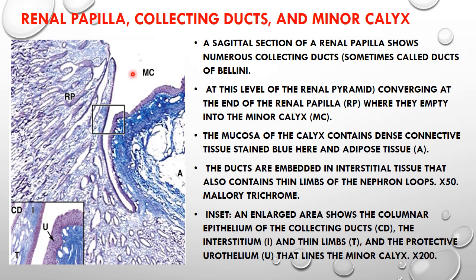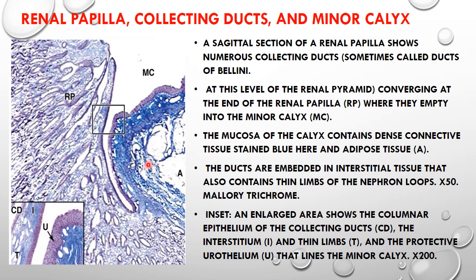Now in this diagram of a sagittal section, you can see the renal papilla, and it shows all the numerous collecting ducts, which are also called the ducts of Bellini. They are converging towards the tip of the renal pyramid, that is the renal papilla, and from the renal papilla into the minor calyx. Now you can see here the mucosa of this calyx. This is the minor calyx, and the mucosa of this calyx contains dense connective tissue, which is stained blue, and adipose tissue.